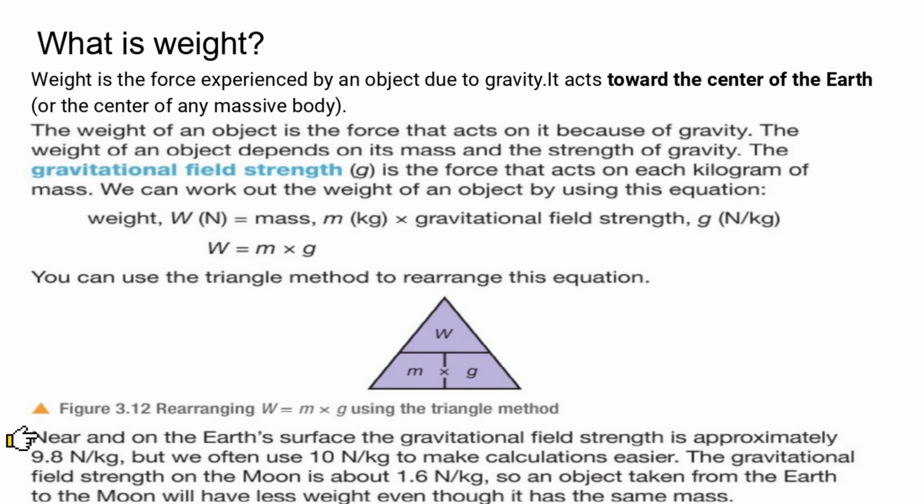Near and on Earth's surface, the gravitational field strength is approximately 9.8 newtons per kg, but we use 10 newtons per kg to make calculations easier. The gravitational field strength on the moon is about 1.6 newtons per kg. So an object taken from Earth to the moon will have less weight even though it has the same mass.